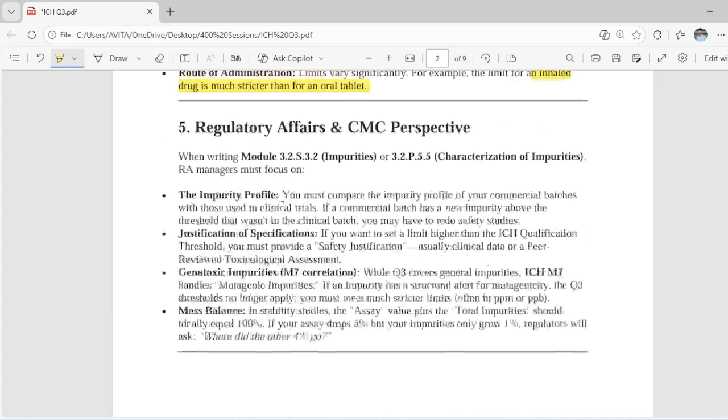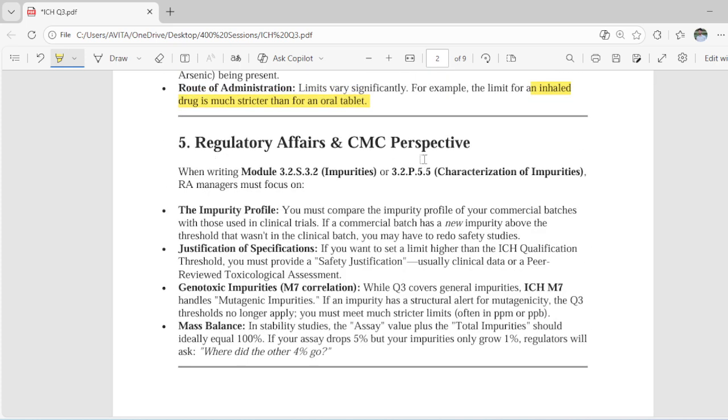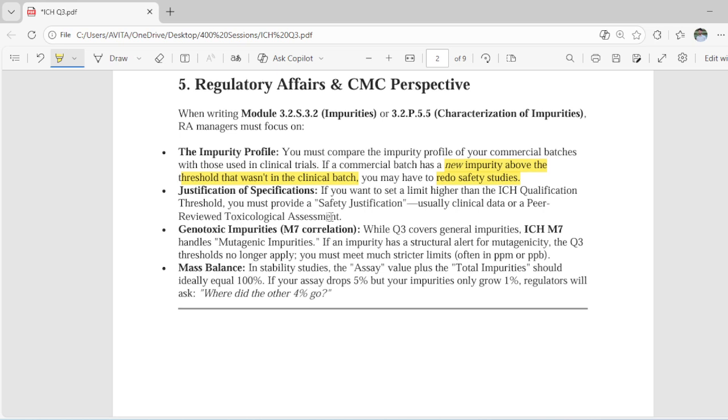Then we have the last topic here, that is the regulatory affairs and CMC perspective. When writing module 3.2.S.3.2, that is impurities, or 3.2.P.5.5, characterization of impurities, RA managers must focus on the impurity profile. You must compare the impurity profile of your commercial batches with those used in clinical trials. If the commercial batches have a new impurity above the threshold that wasn't in clinical trials, you may have to redo the safety studies. Then specification justification.